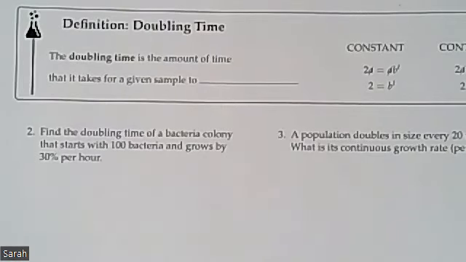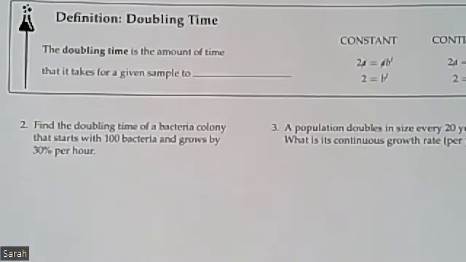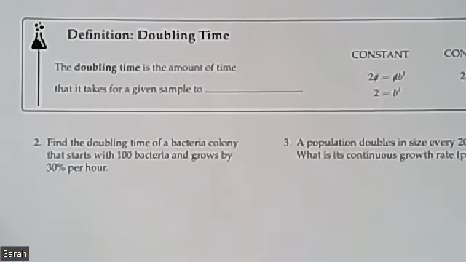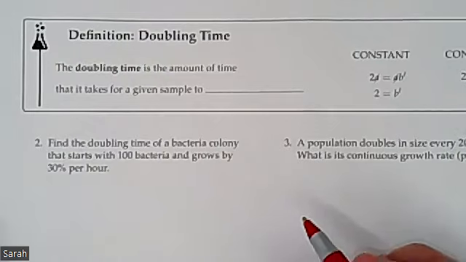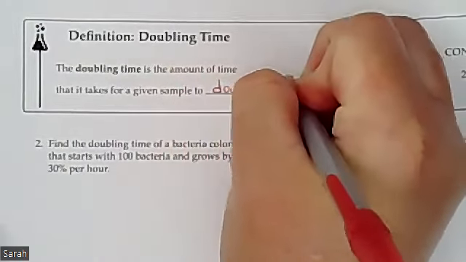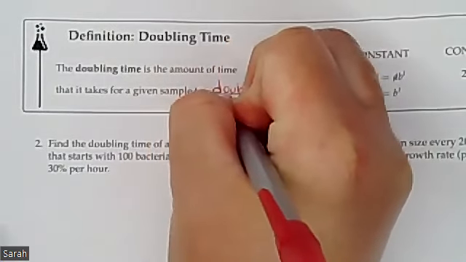The first exponential model we're going to look at is for increasing functions, and that's the doubling time. The doubling time is the amount of time that it takes for a given sample to double in size. So we are growing here, or increasing.